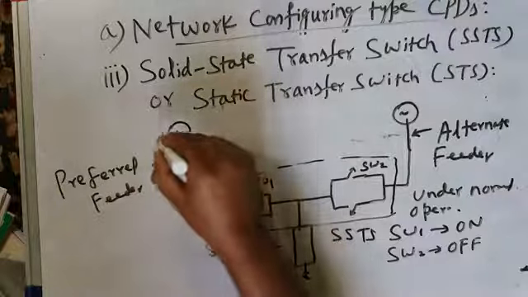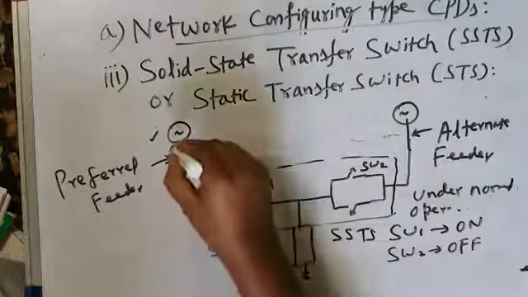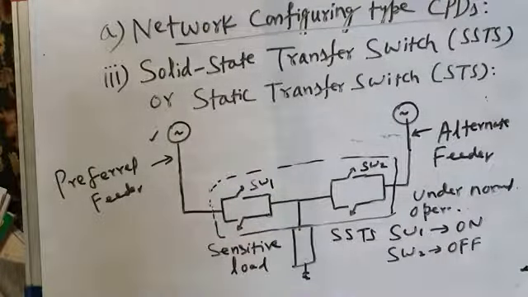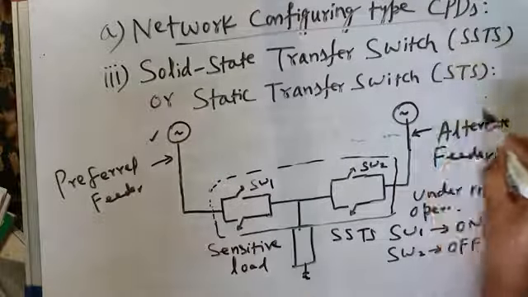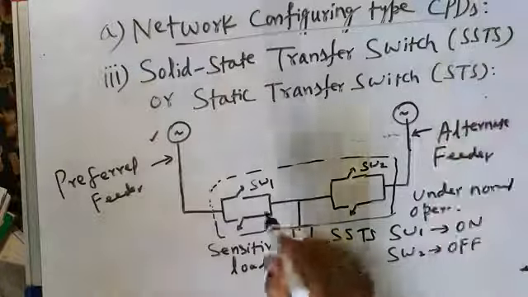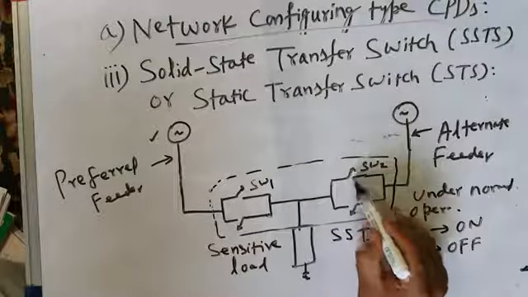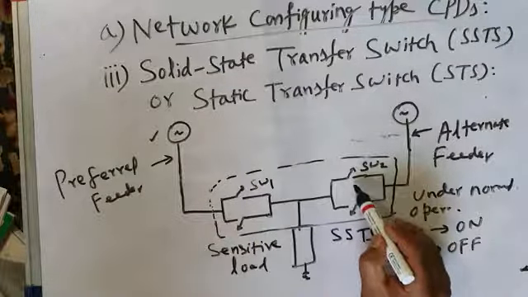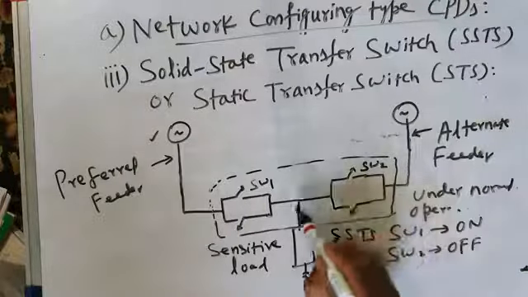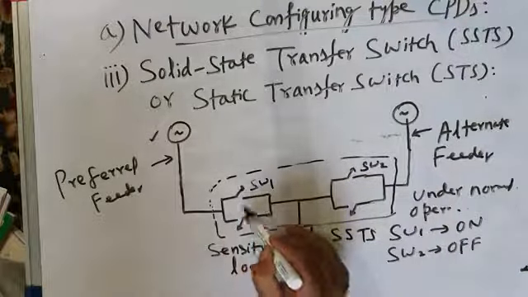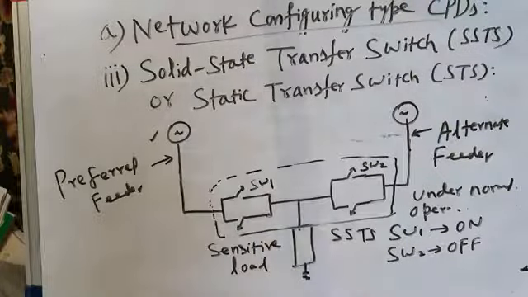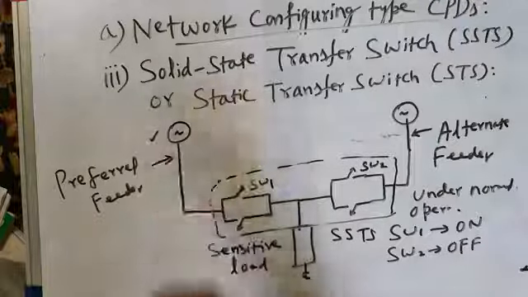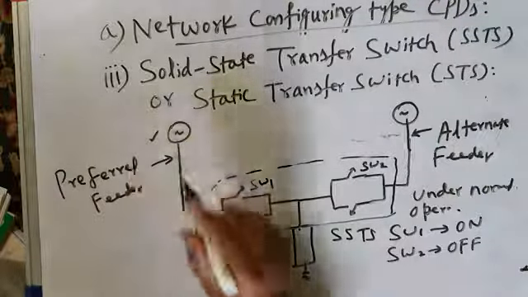So this switch is on, so power is supplied to the sensitive load from this feeder. Now it may happen that there is voltage sag here. As soon as there is voltage sag on feeder 1, I mean the preferred feeder, there may not be voltage sag on the alternate feeder. At that time what happens? This switch is turned on first and then power starts coming from this alternate feeder and then this switch is turned off so that no power comes from this feeder. So this takes care of voltage sag or voltage swell.